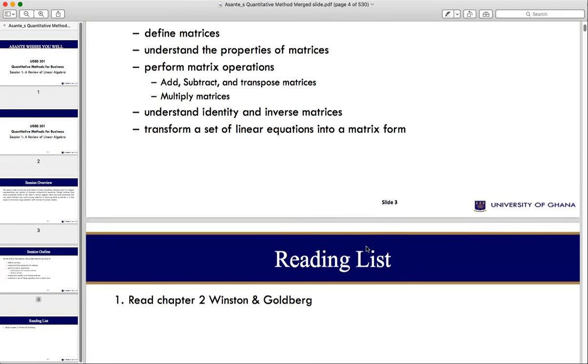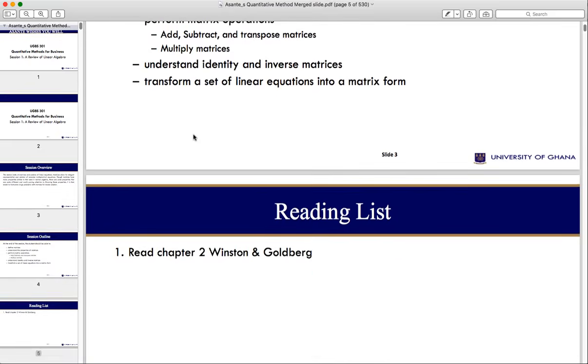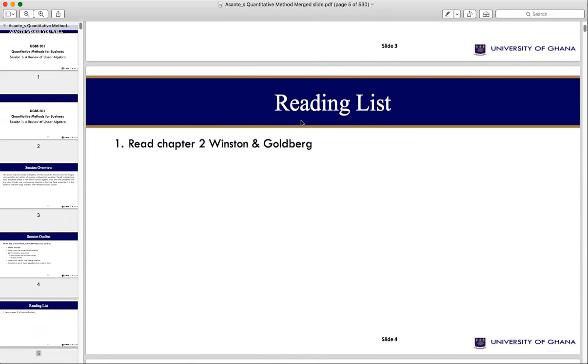Then we should be able to transform a set of linear equations into matrices. We will be able to cover all of this, but not in this particular one, because we should be able to go through this one by one, so that we get a clear understanding. I won't be rushing with this one. They also told us to read chapter 2 of Winston and Goldberg.